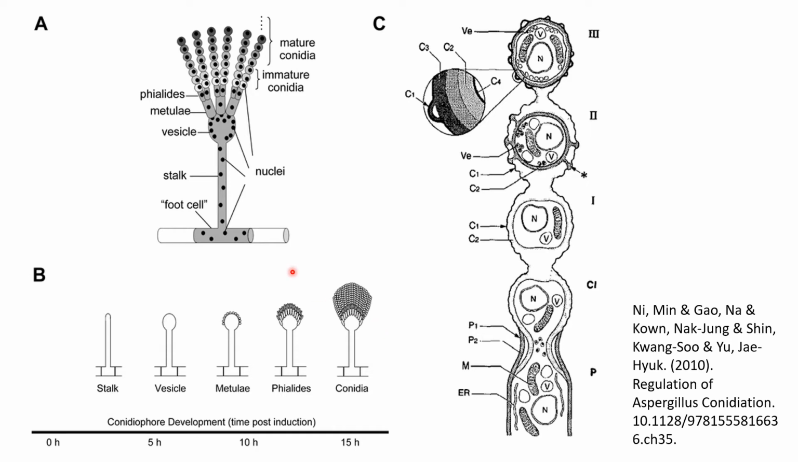So the phialide, this is a single slender tubular conidiophore, and again, the conidiophore is a specialized strand of hypha. So take note, this belongs to hypha, like part of the hypha, and it's a specialized hypha, and it's important to make the conidia or conidiospores.